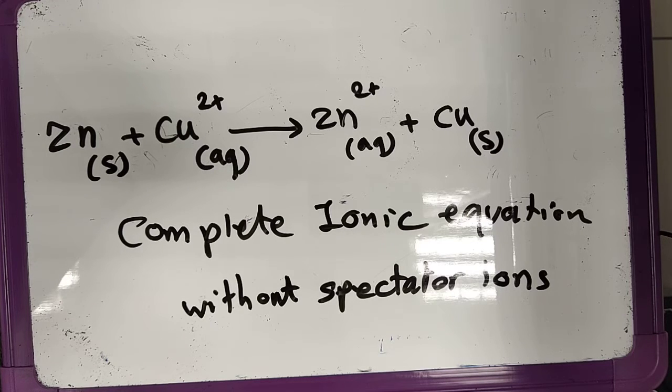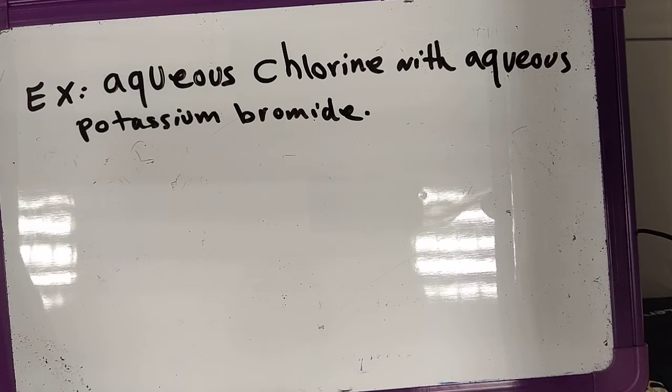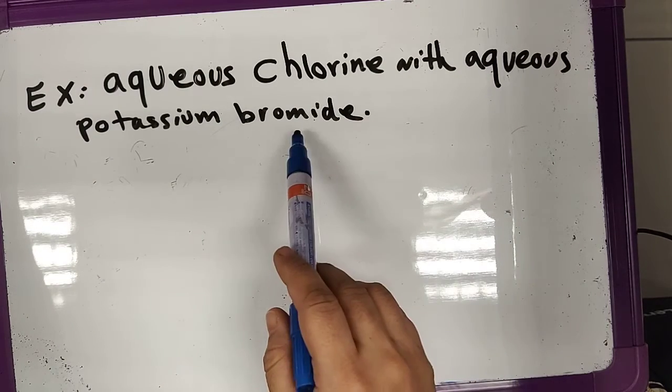So the sulfate ions are not present here, as they are only the spectators, as they have not changed during the reaction. So this is another example. You have to write the ionic equation for this reaction, which is aqueous chlorine with aqueous potassium bromide.